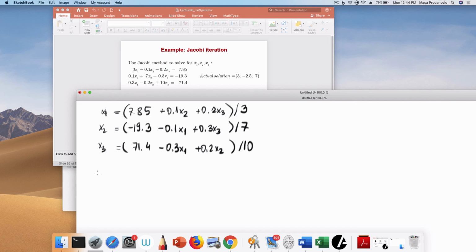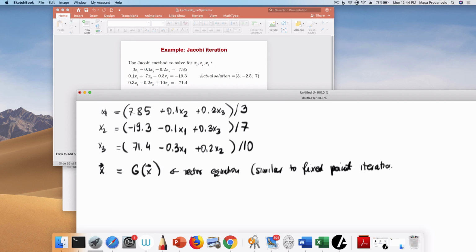So this is my vector x, sort of, is equal to some function. I'm going to write a g of x. Yes? Does everybody see that? That's how it's expressed. Vector equation. So this is similar to fixed point iteration. So that's just a side note. Now let's get back to the iteration.